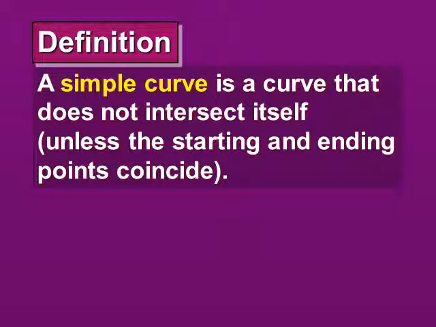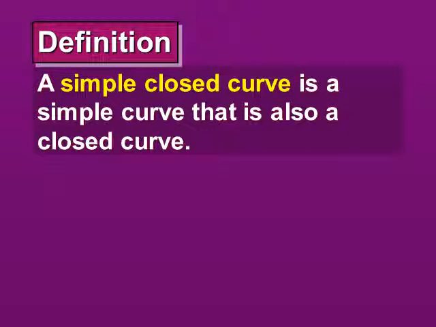A simple curve is a curve that does not intersect itself unless the starting and ending point coincide. Okay, so if I begin and end at the same point and that happens to be exactly the same spot, then it's considered a simple curve. A simple closed curve is a simple curve that is also closed. So let's look at some examples.